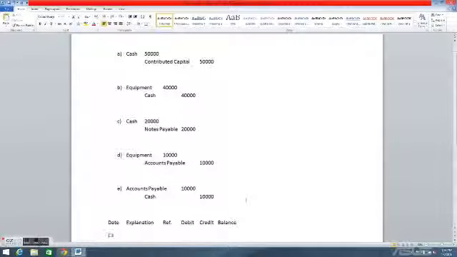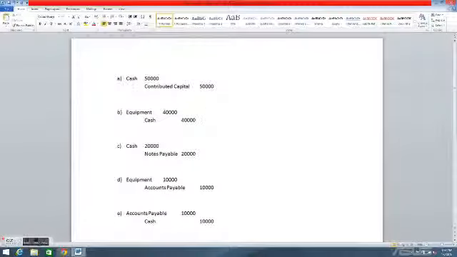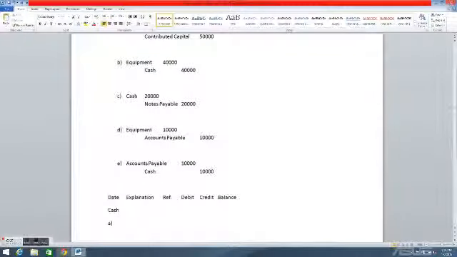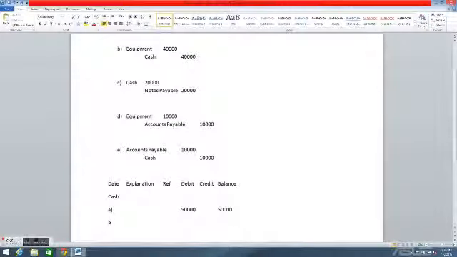I'll keep the assets, liabilities, and owner's equity accounts grouped together with their respective groups. So I'll begin with the cash account. And now on transaction A, the cash account was debited by $50,000, and then the balance in that account after the transaction occurred is $50,000, since the beginning balance was 0. And in transaction B, cash was credited $40,000, so the balance in the cash account after that transaction occurred is $10,000. These credits always decrease assets, and cash is an asset.